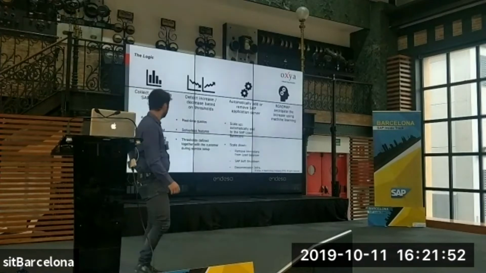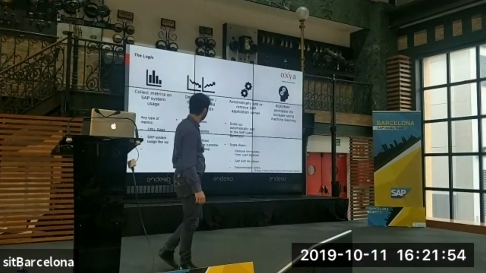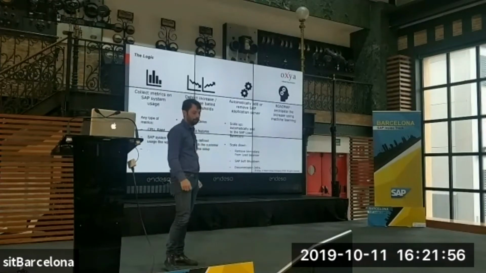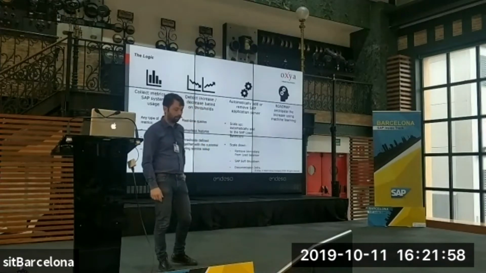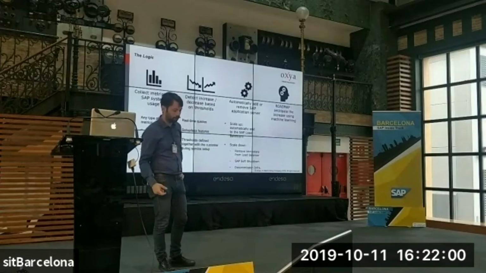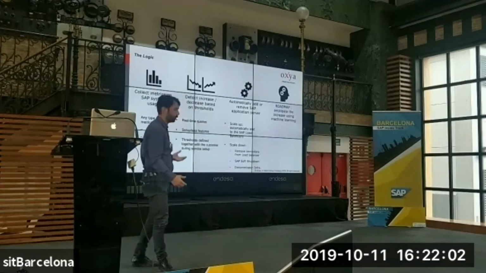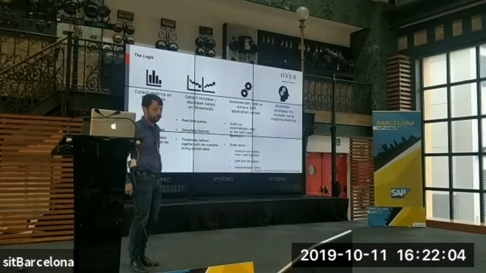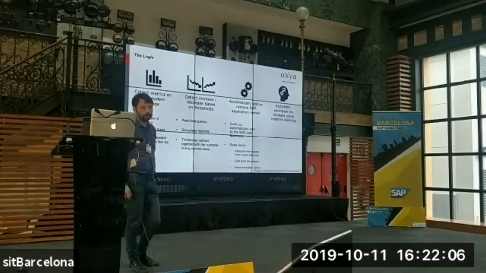Then, when we know if we need to increase or decrease the number of application servers, we can automatically add or remove an SAP application server. So scale up is quite easy. We automatically add an SAP application server to the load balancer, and then we can spread the load among these new servers.